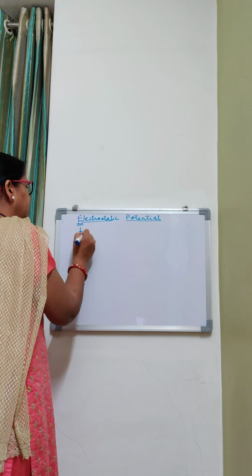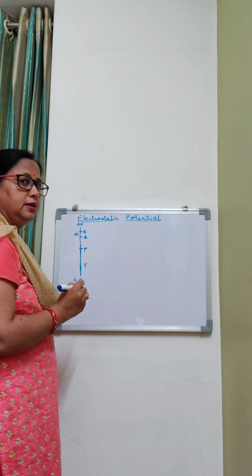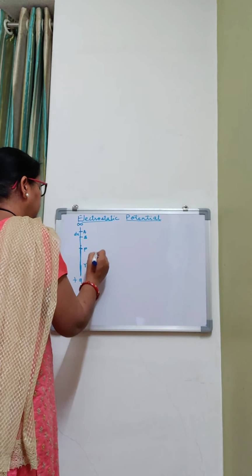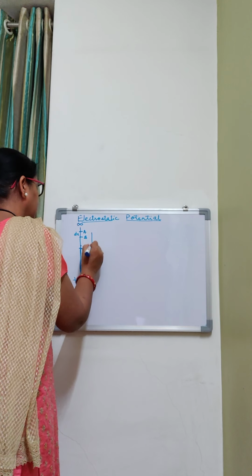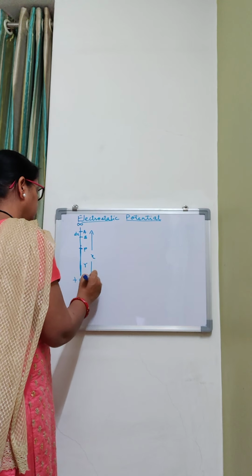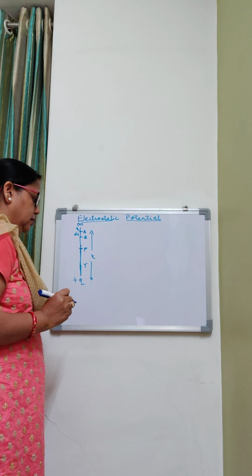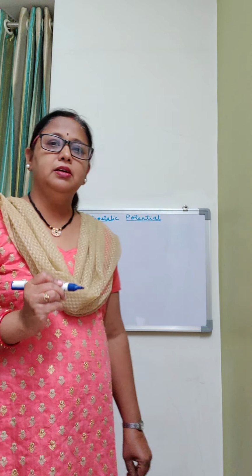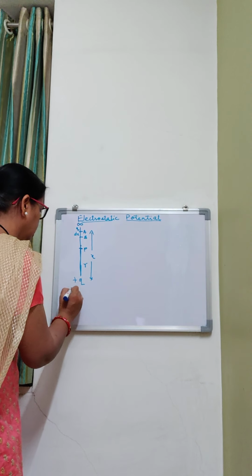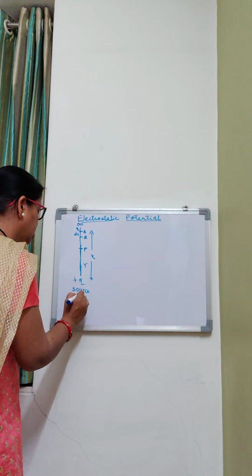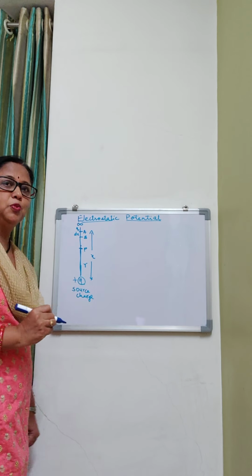Consider two points A and B. Let the small distance covered from A to B be dx. Let this point A be at a distance x from the source charge. Then the test charge is here. The test charge is having a positive sign, unit positive charge, and the source charge is also having the positive sign.